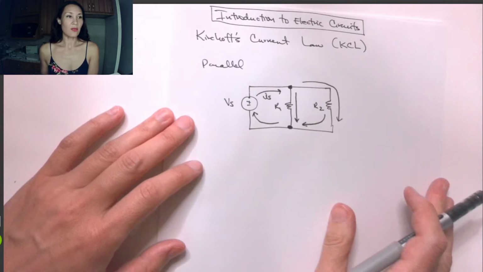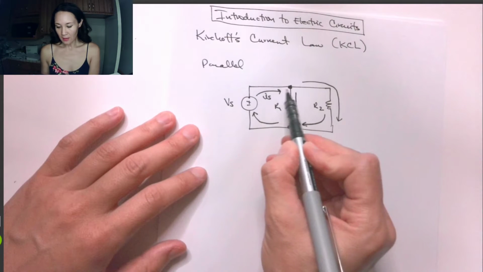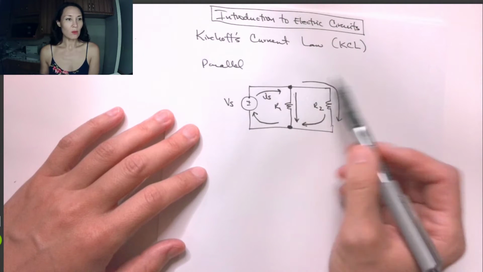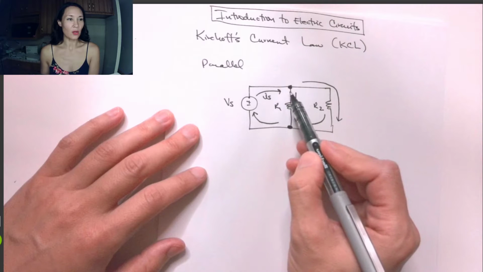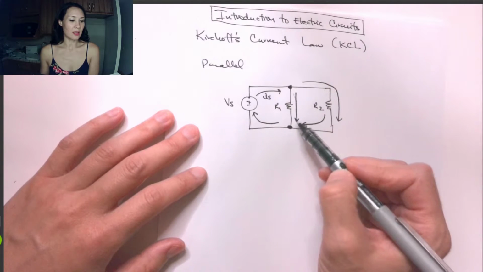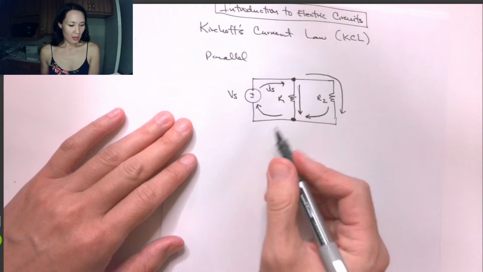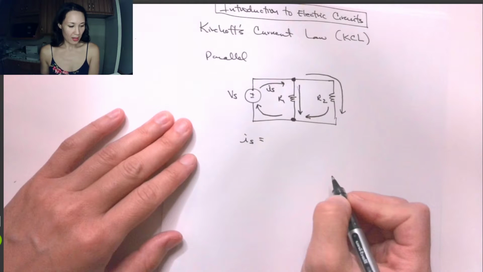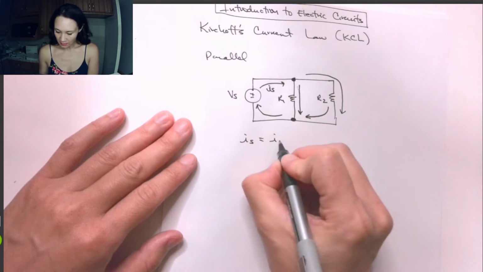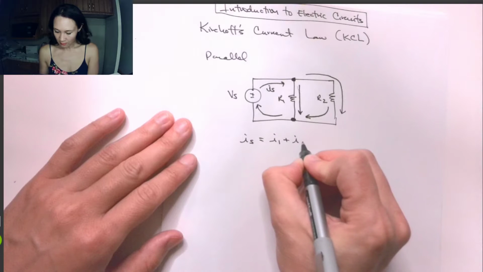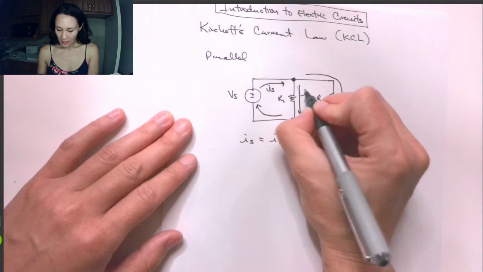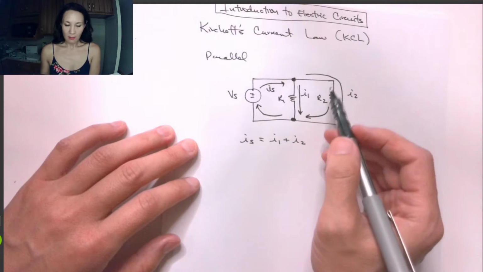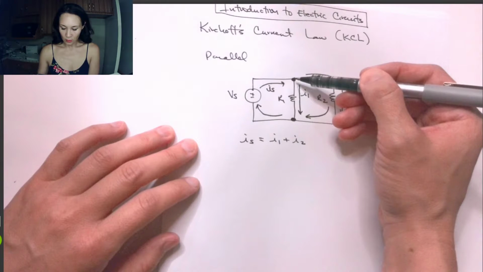But here's the thing: the current that comes into this node and splits down this branch and this branch, we don't lose any current. So basically all the current that comes here is either going to take this branch or that branch. So Is, generated by the source, is going to be equal to the sum of I1 plus I2, if I1 is the current that takes this branch and I2 is the current that takes that branch. And this is at this first node right here.